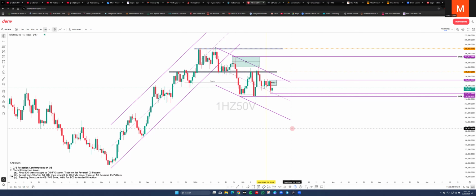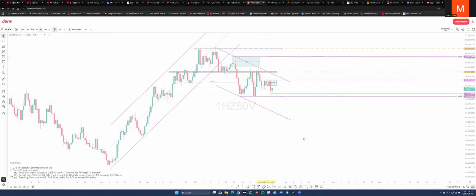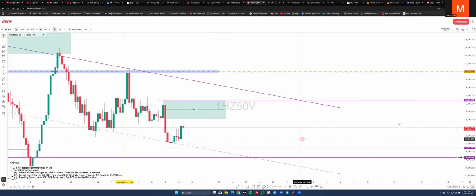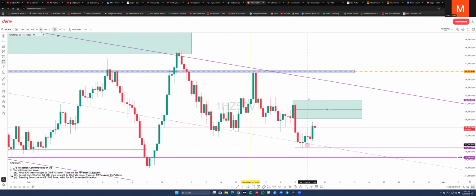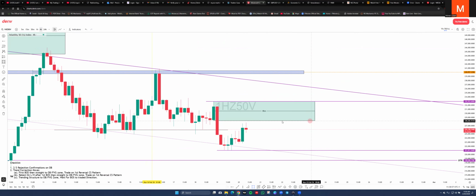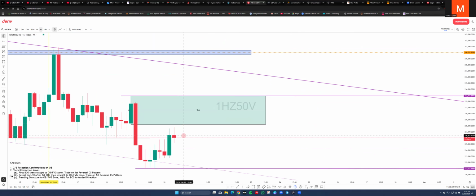So at this moment, we are still bearish. Our mindset is still bearish. We are not taking any bullish move at the moment. I could cater for the fair value gap that is here. Let me increase this so I can see what I'm doing.